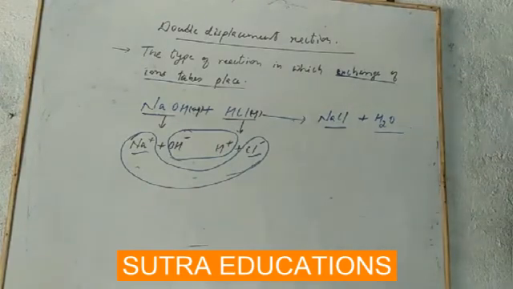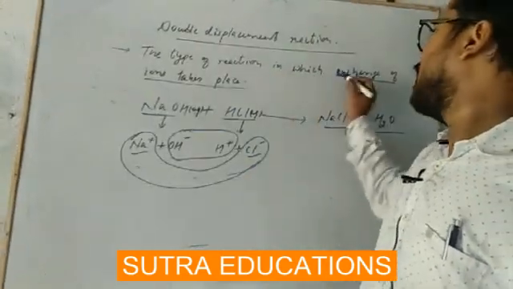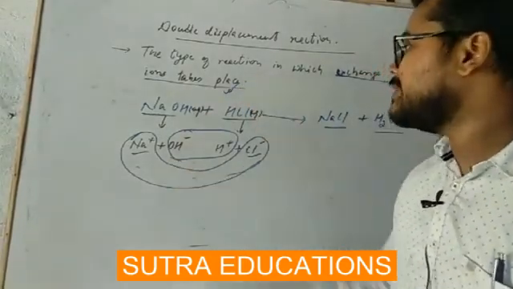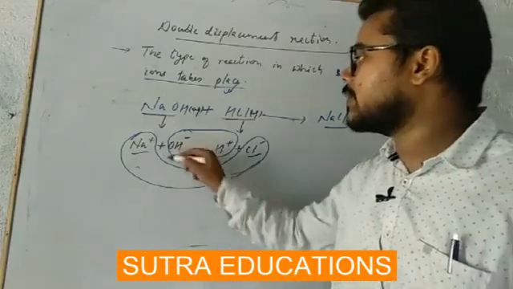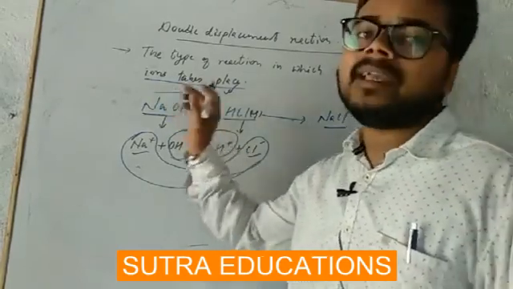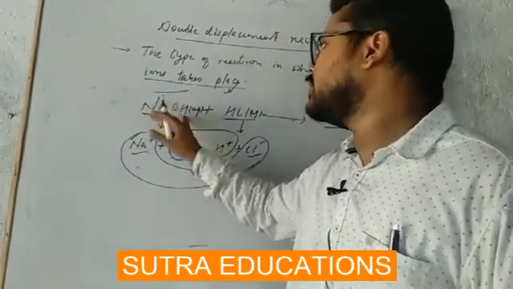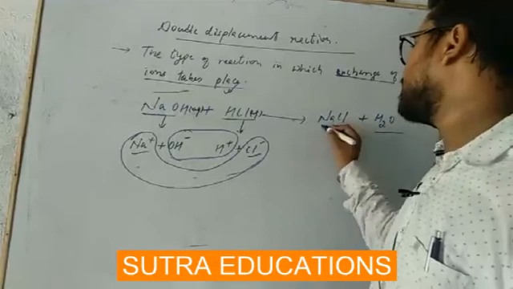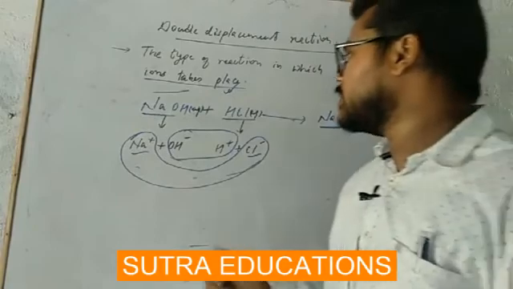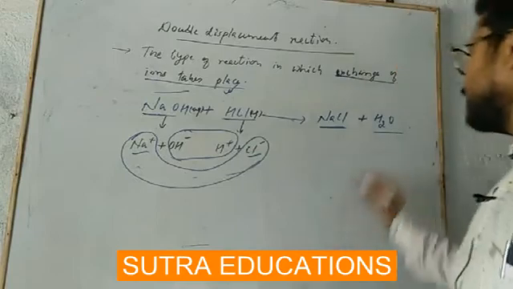Got it? So clearly we can see exchange of ions is taking place, meaning the positions of Na plus and OH minus are changing. Initially it was NaOH, meaning Na plus was added with OH minus. Now Na plus and Cl minus are adding up, meaning exchange of ion is taking place. Na plus and Cl minus get combined and H plus and OH minus get combined to form water.